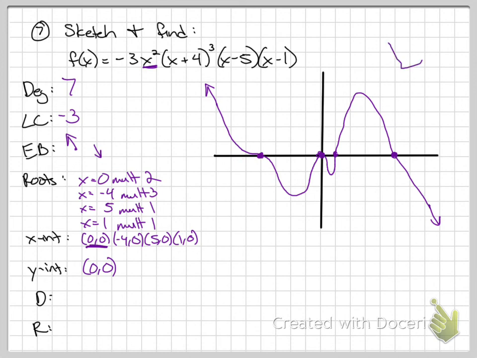Domain for all polynomials is all real numbers. We will only ask you for range if it's an odd degree, which means it's all real numbers because the arrows go up and down forever.